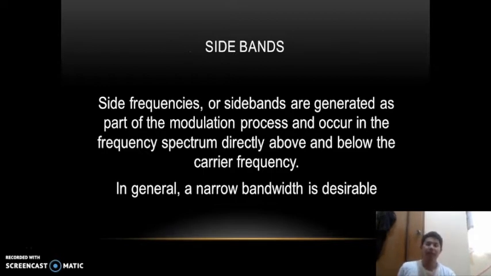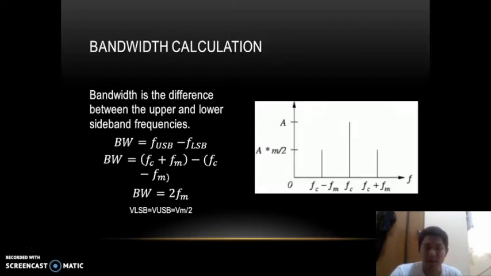Sidebands. Side frequencies or sidebands are generated as part of the modulation process and occur in the frequency spectrum directly above and below the carrier signal. In general, a narrow bandwidth of sidebands is desirable.